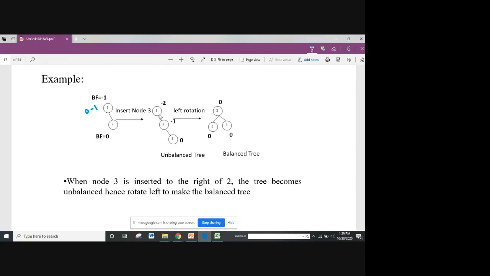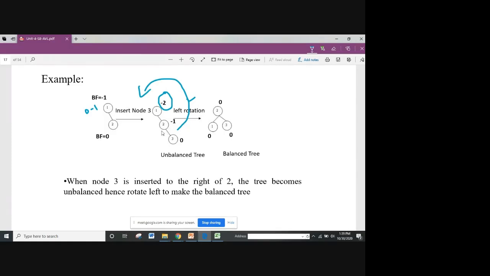What is the balance factor of 1? It is -2. So it is -2, -1, 0. So this is unbalanced now. Since you have inserted in the right side, try to rotate to the left side. Take the left rotation. Left rotation means you rotate this side, starting from 2.